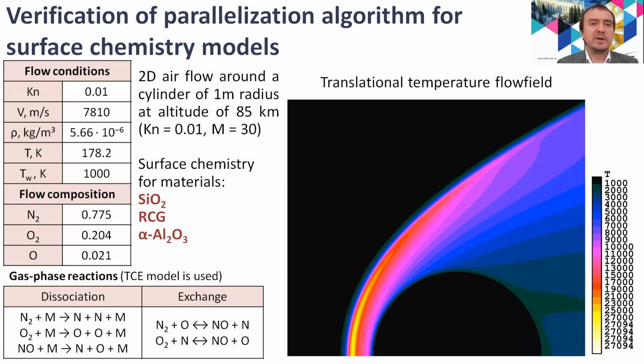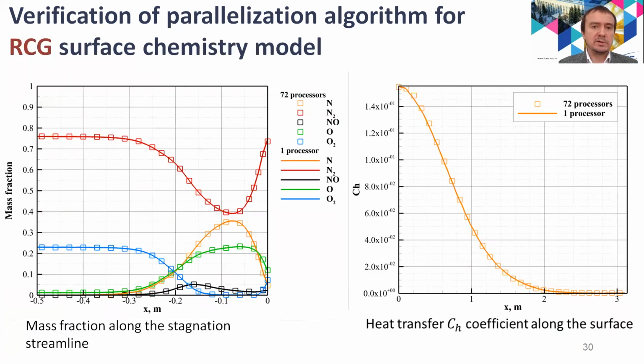The next verification case is the 2D airflow around a circle cylinder for parameters which are typical for the re-entry at the altitude of 85 kilometers. We consider different models of surface chemistry here. This is the translational temperature flow field. And you see the comparison for the RCG Deutschmann-Riedel-Warnatz model. You can see the comparison between 1 processor case and 72 processor case.